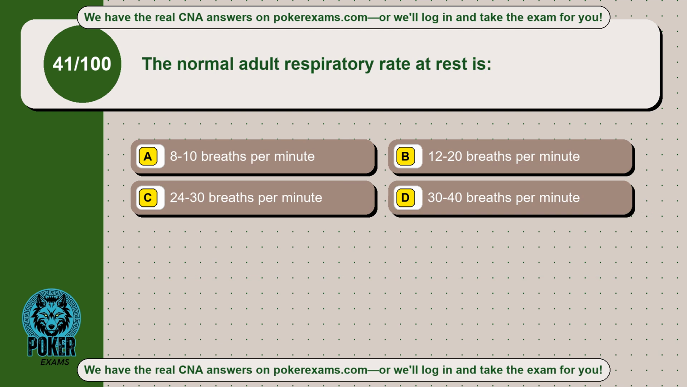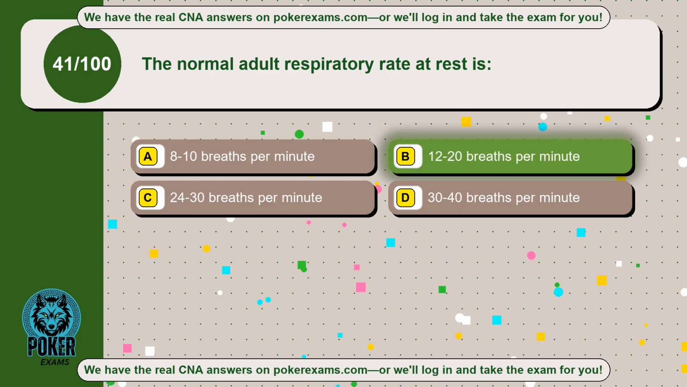Question 41. The normal adult respiratory rate at rest is? Option A, 8 to 10 breaths per minute. Option B, 12 to 20 breaths per minute. Option C, 24 to 30 breaths per minute. Option D, 30 to 40 breaths per minute.